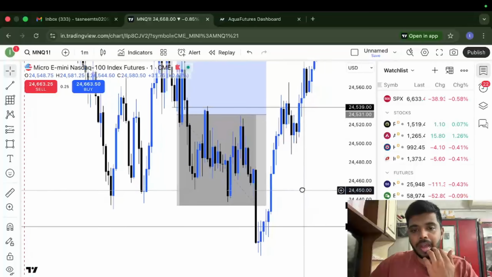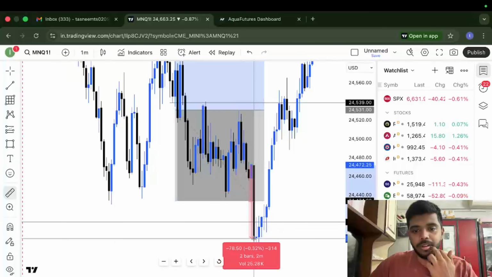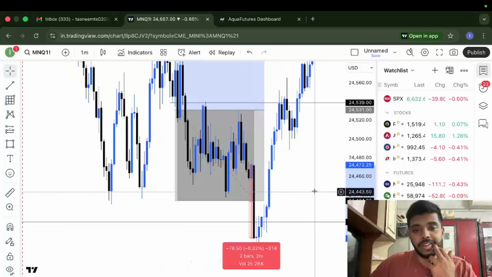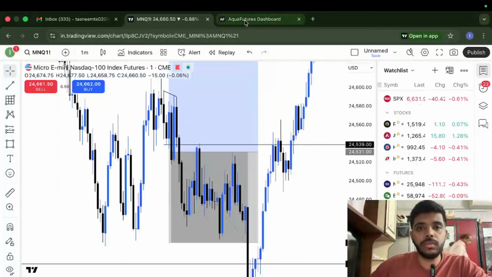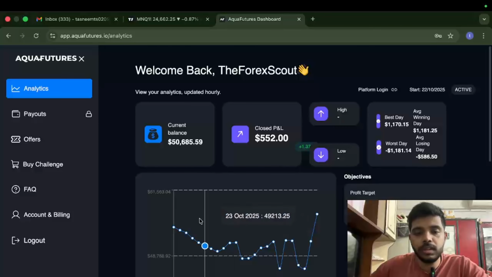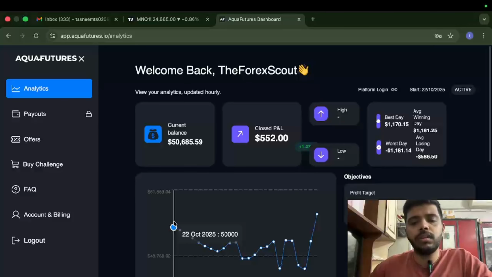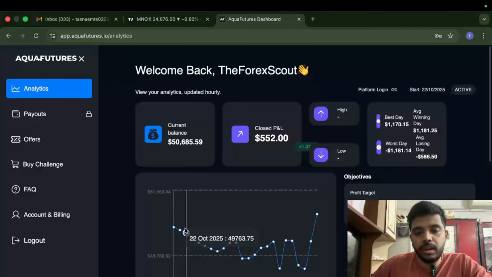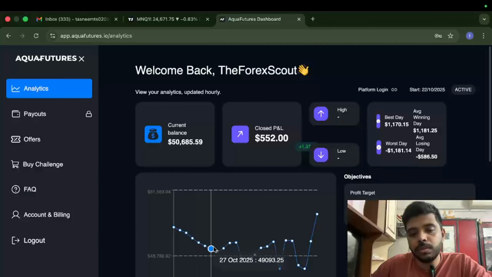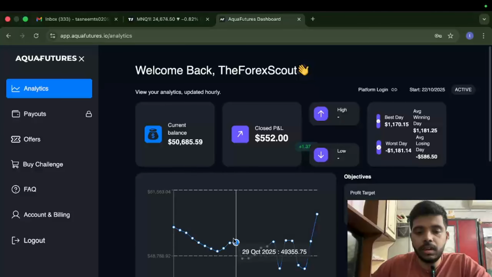So this candle is pretty good. I like this candle, a 78 points candle, literally. So yeah, this was the execution which I had taken today, and I've shown you everything. As you can see, the first trade which I had placed was on 22nd of October, and I went in drawdown of around $200, $240. Then from there I was in a drawdown till 27th of October. Then I made some profits till 29th of October.